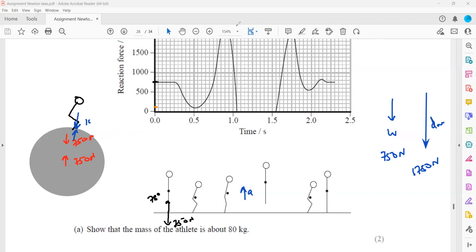So how much is the normal contact force according to Newton's pair force? If the total downward force is 2,500, the total upward force will also be 2,500. But when we check with reference to the earth, the ground is applying an upward force of 2,500 Newton, and this force is more than the weight. So as a result, the forces are unbalanced. That's why this athlete will accelerate upward.